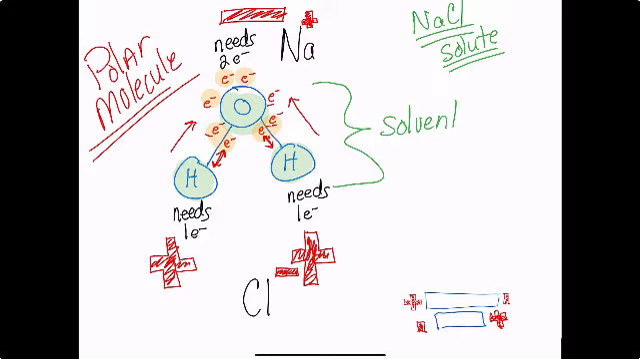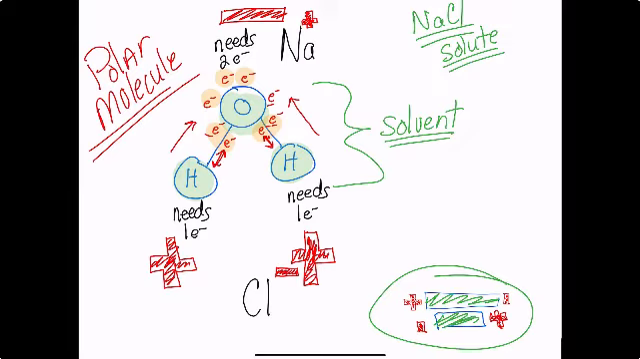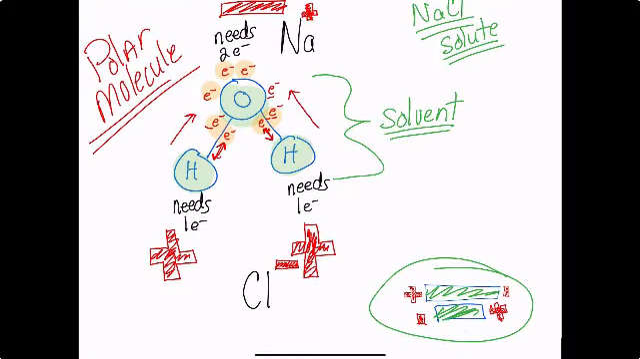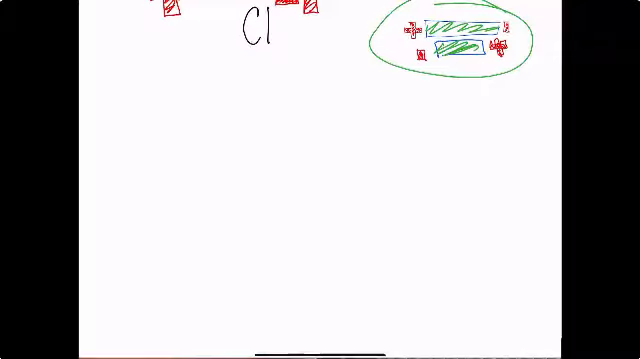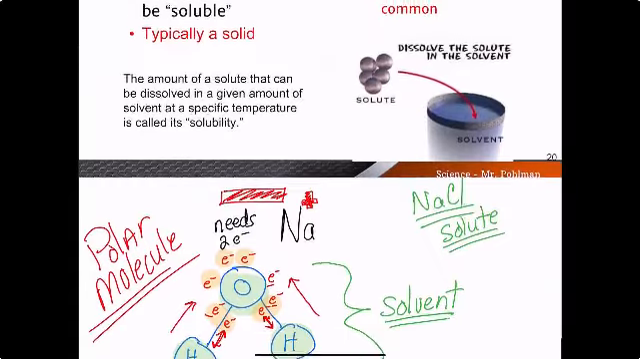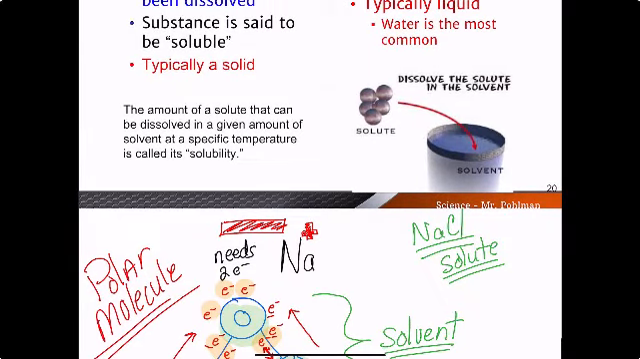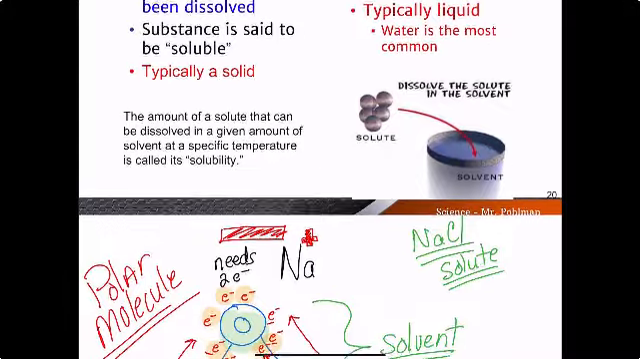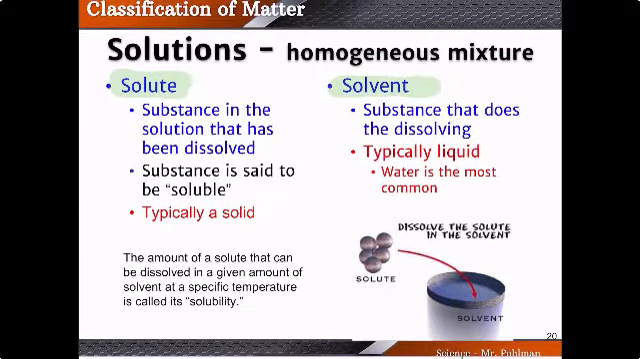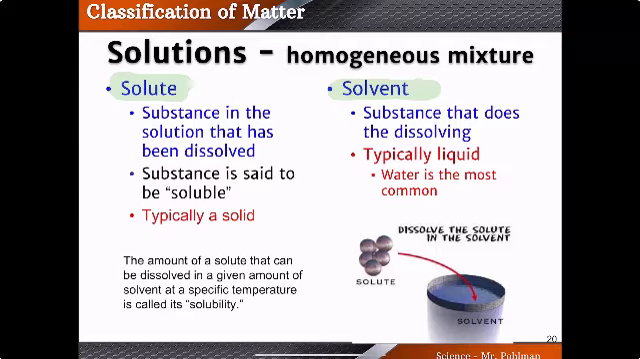Now I said that likes dissolve likes. Here you have a positive and a negative. That's the first one. You have a positive and a negative. That's the second one. So likes dissolve likes. And if you've got, let's say, oil and water, you know that they don't mix, because oil is a non-polar substance and water is a polar substance. Because they are not alike, they're not going to mix well. They're going to be insoluble.